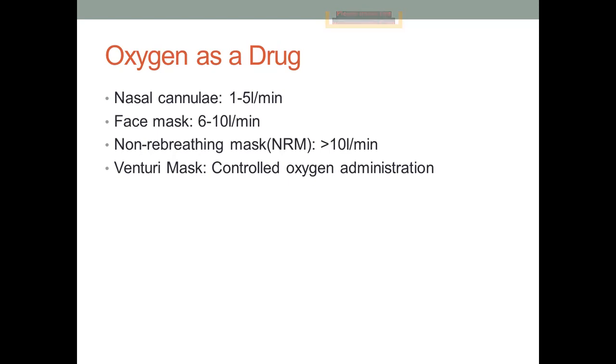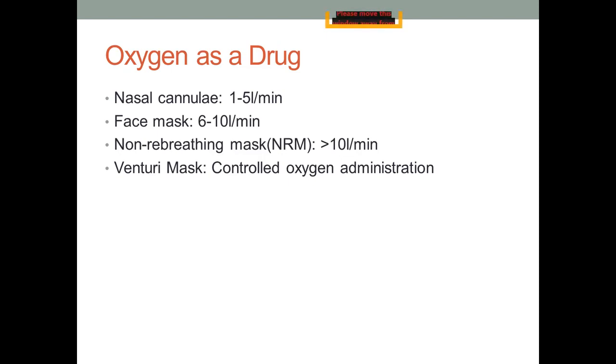This is a must, because if you give low oxygen, the patient will not improve. There will be anaerobic respiration and the patient will go into lactic acidosis. And if you give more oxygen, especially to those patients who are at risk of developing type 2 respiratory failure, then they can develop it, because those patients' respiratory efforts are dependent on the hypoxic drive.